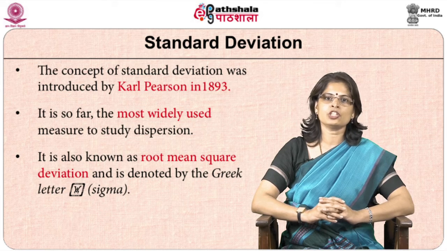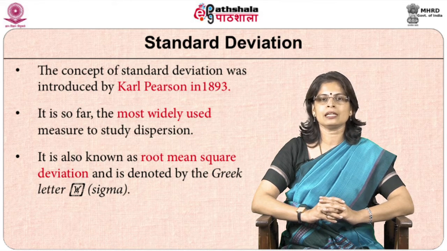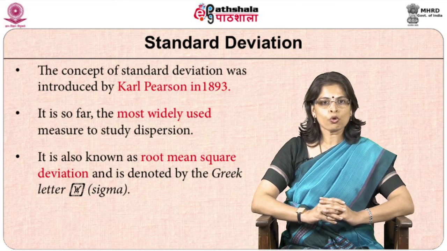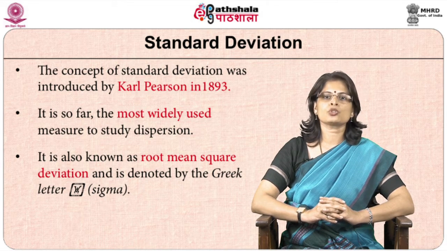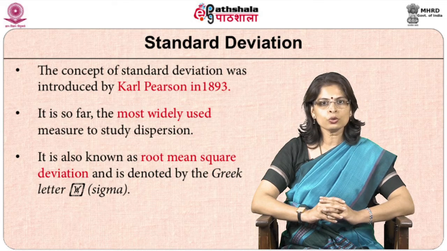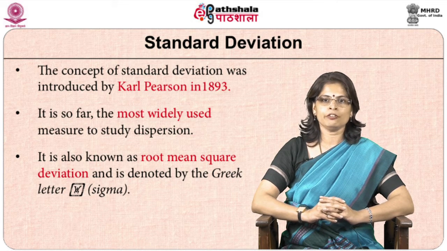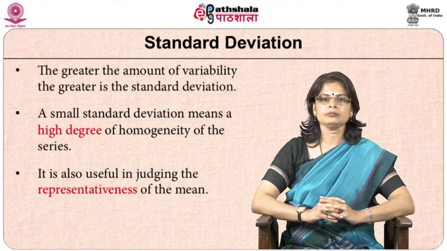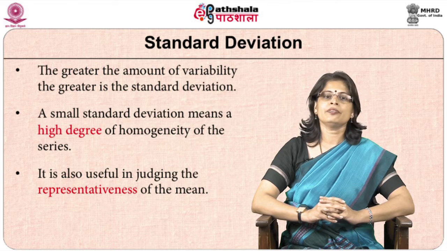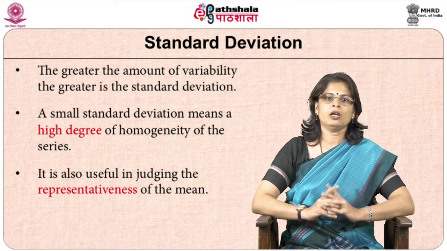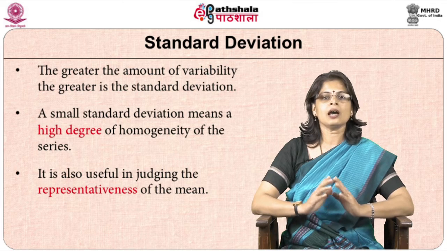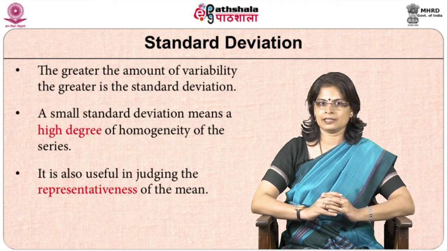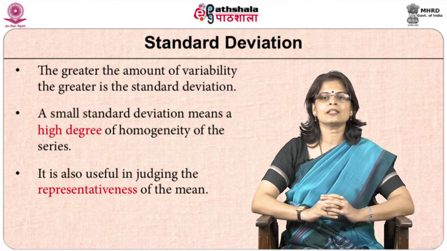Let us begin with standard deviation. The concept of standard deviation was introduced by Pearson in 1893. It is so far the most widely used measure to study dispersion. It is also known as the root mean square deviation and is denoted by the Greek alphabet sigma. The greater the amount of variability, the greater is the standard deviation. A small standard deviation means a high degree of homogeneity in the series. Standard deviation is also useful in judging the representativeness of the mean.